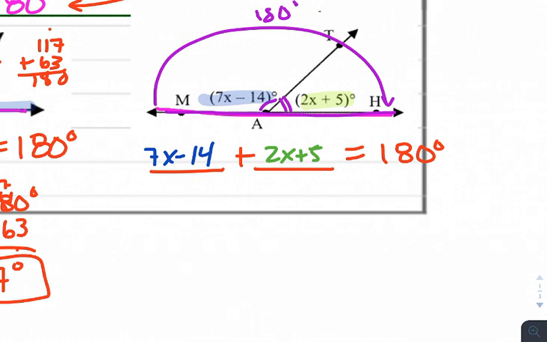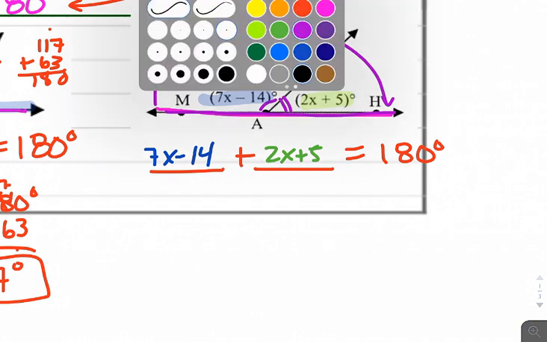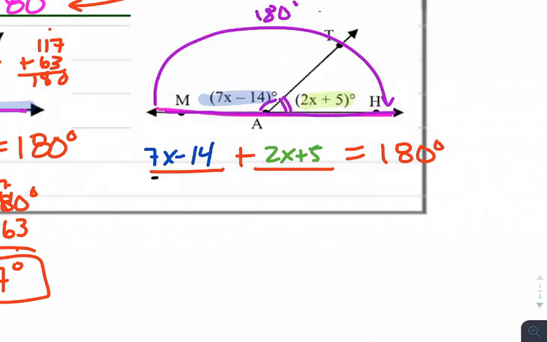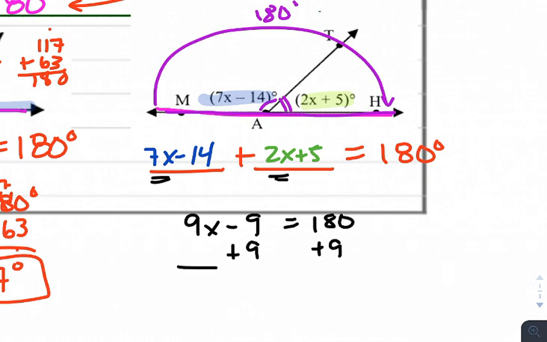So 7x plus 2x gives us 9x. Negative 14 plus 5, that should be plus 9, or minus 9, excuse me. Okay, and that's equal to 180 degrees. We can add 9 on both sides. And so 9x is equal to 189. Divide by 9, divide by 9. X is equal to, let's see, 9 goes into 18 twice, 21.